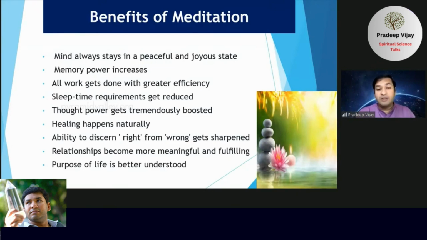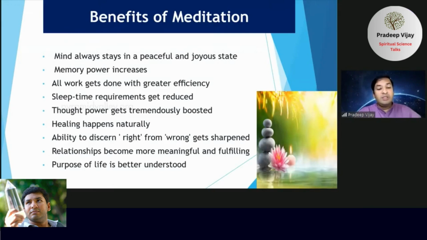Your memory power increases. This meditation is very, very important for students. Their concentration and memory power increase. And you will notice the more you practice meditation, the work gets done with greater efficiency. We discussed yesterday, unless you do meditation, you will not find time, because your efficiency increases. You will get work done in a shorter period of time. You will have more time for your life to do anything you want, your hobbies, to read books, to enjoy music, games, sports.